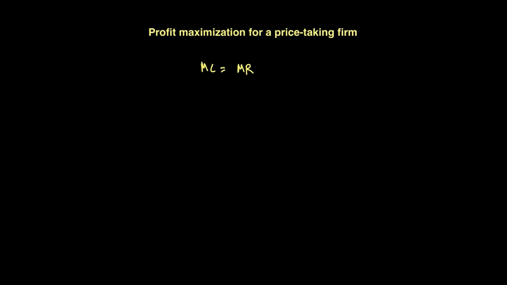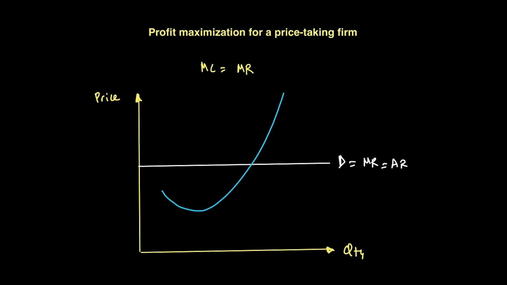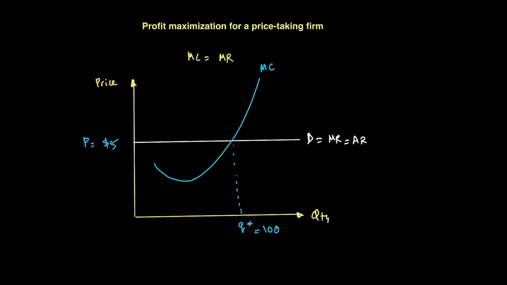So for a price taking firm, if the demand curve is perfectly elastic, the demand is also equal to MR is equal to AR. Now, when you look at the marginal cost, we discussed earlier that the marginal cost curve is U-shaped and the profit maximization happens at the point where MC equals MR, or Q star. Let's say Q star is 100 units and the price of this good is $5. At 100 units we are maximizing profits.